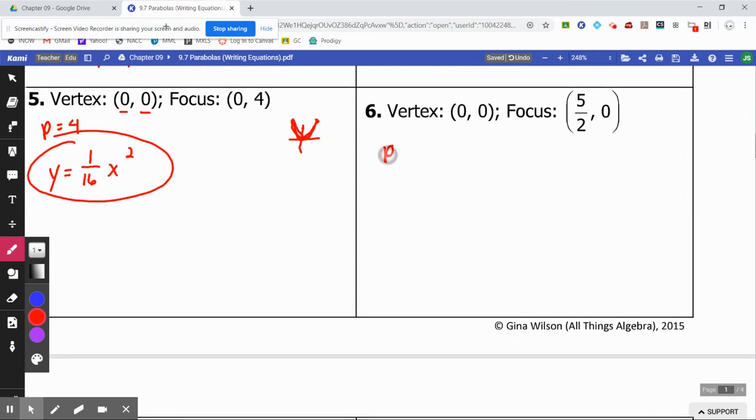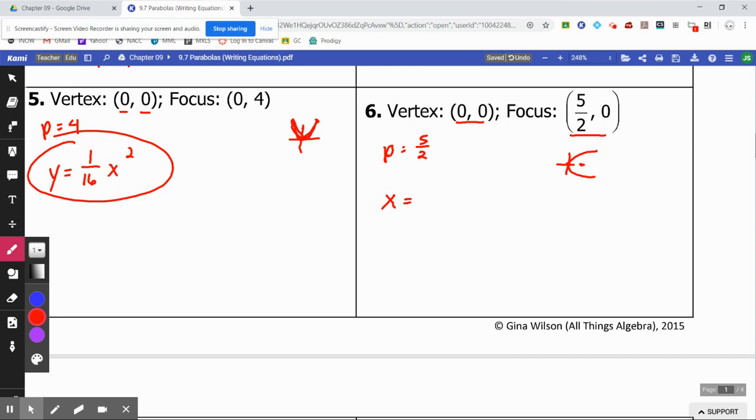Here, my p-value, the distance from the vertex to the focus, so my p-value here is 5/2. Let's see if it opens up or down. If my vertex is at 0, 0, it's a left-right parabola because the focus is 5/2, 0, so that'd be over here to the right. So my parabola would open up to the right. So it would be a positive 1 over 4 p-value. However, it would be an x equals.